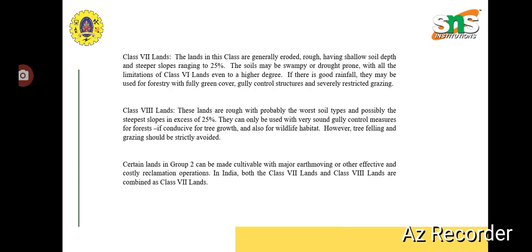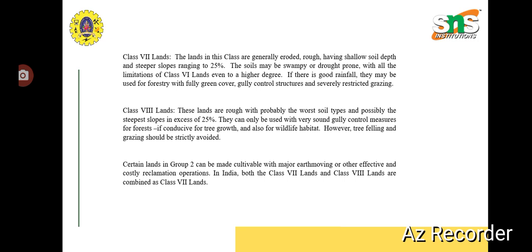In class 7, the soils have no capability for arable culture or permanent pasture. This class also includes rockland, other non-soil areas and bodies of water too small to be shown on the maps. The class is generally eroded, rough, and has shallow soil depth and steeper slopes ranging to 25 percent. The soils may be swampy or drought prone, with all the limitations of the classes, even to a higher degree. If there is good rainfall, they may be used for forestry with full green cover and gully control structures and severely restricted grazing.